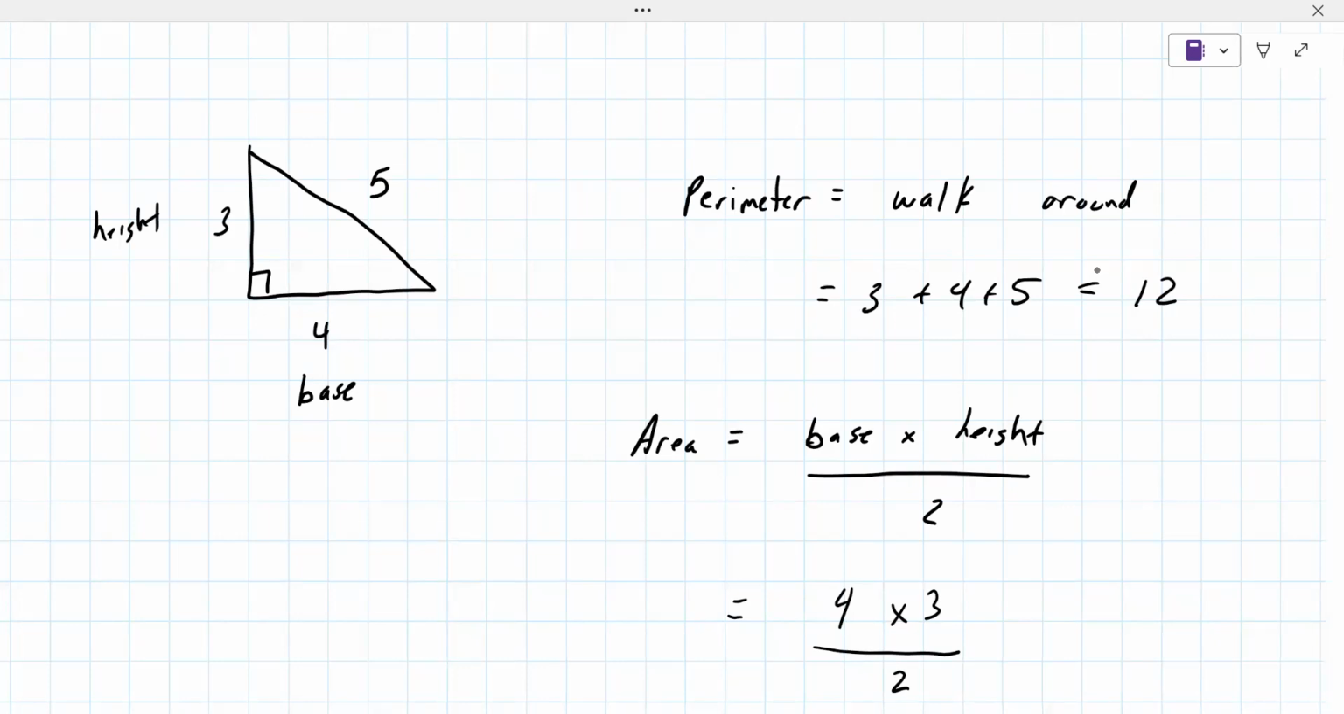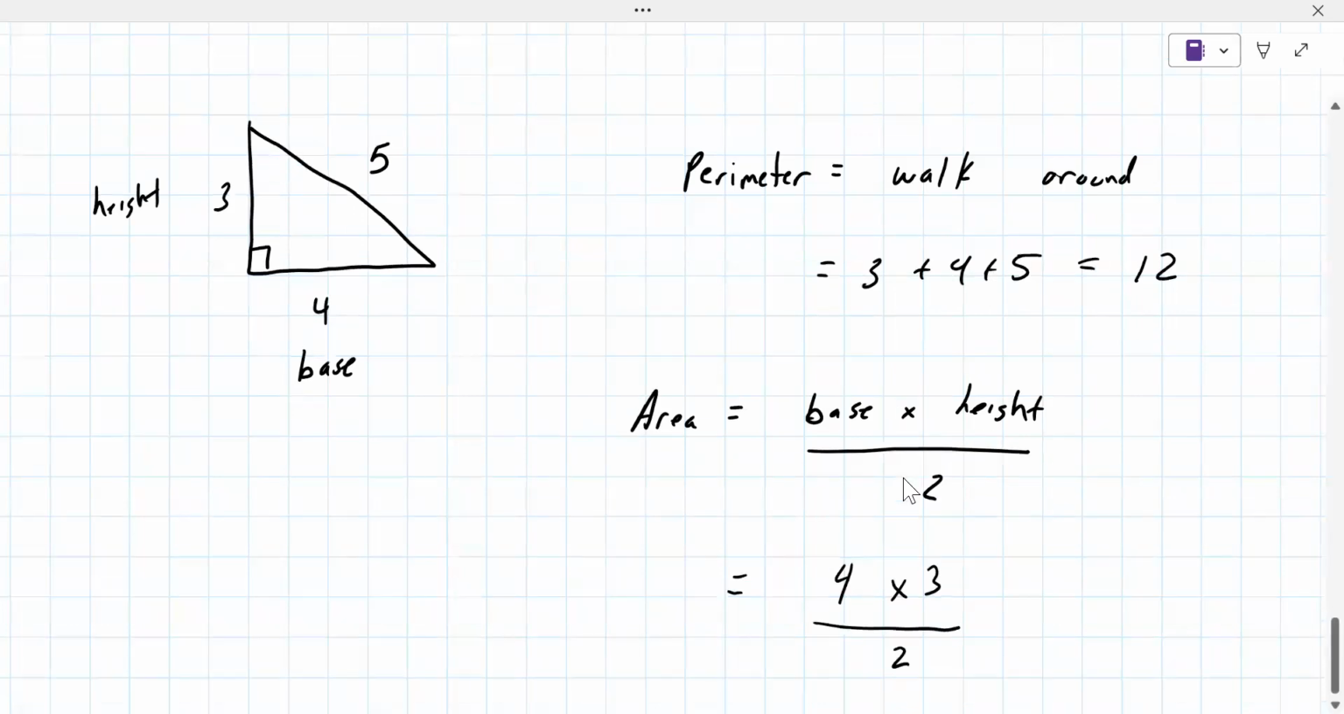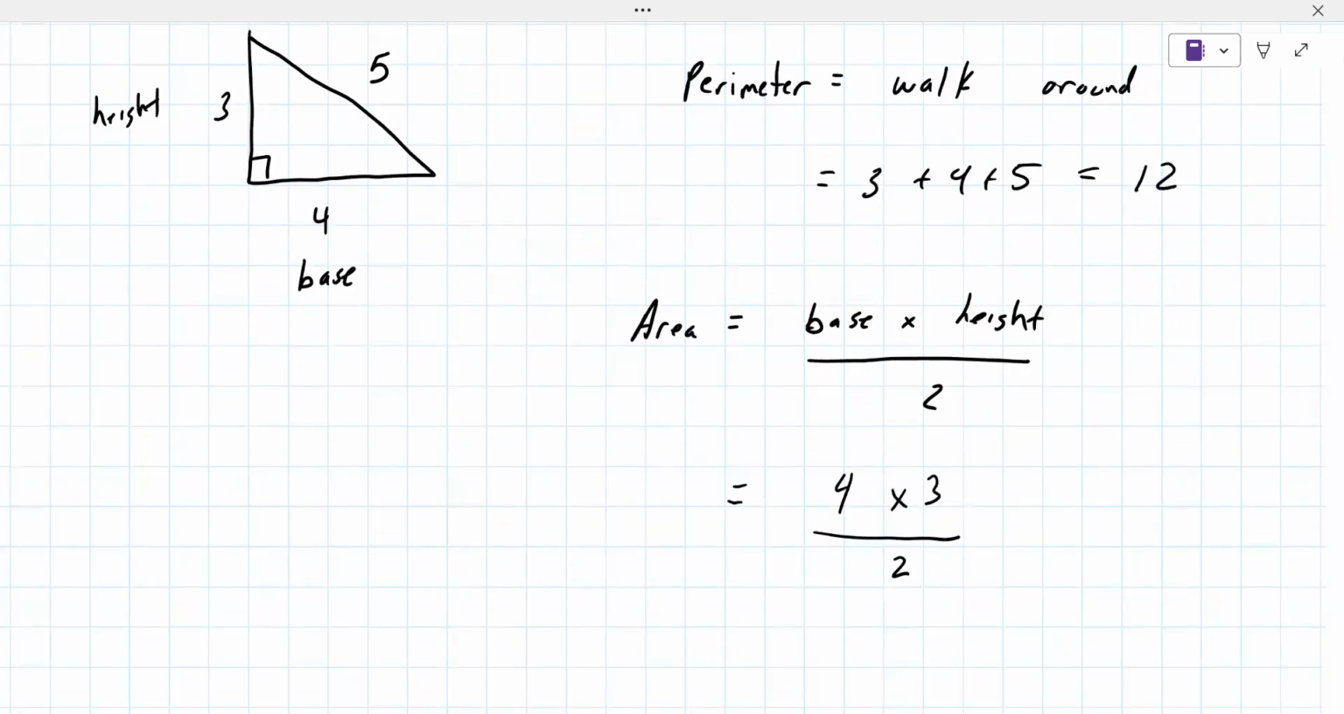And the perimeter is just adding all the sides. So give me the area here, please. Okay, so the area is 4 times 3 divided by 2. 6. Good. Right. So here's the thing though.